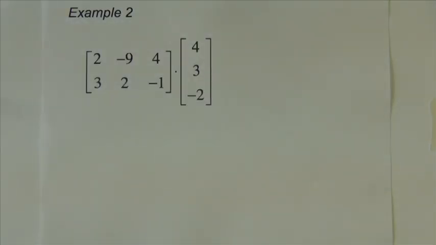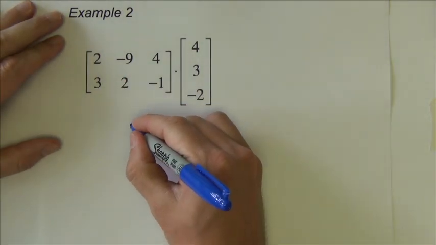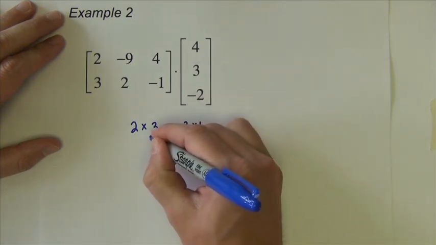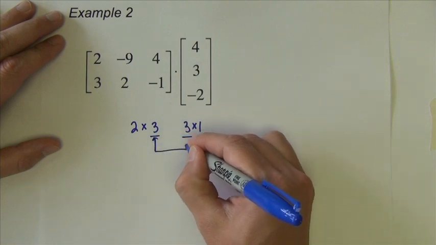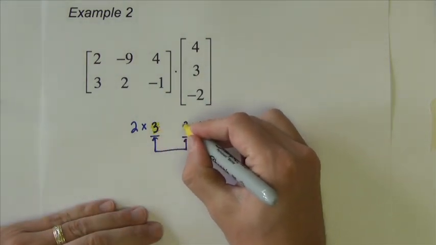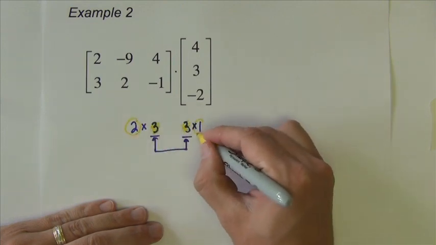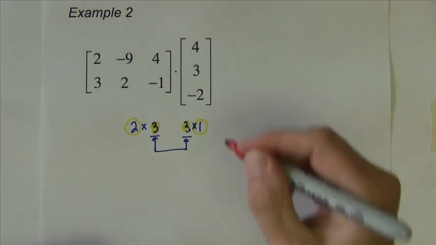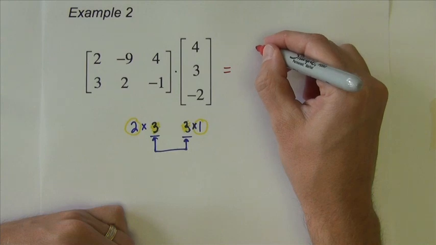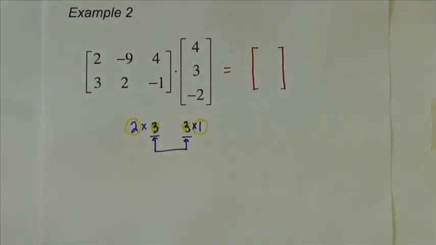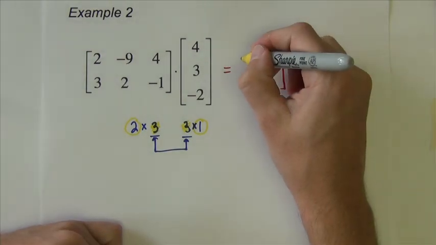Next example, I again begin by checking the size of the matrices. This matrix is a 2 by 3. This one is a 3 by 1. If these numbers are the same, then we can do the product. And these numbers are the same. So we cross those out. Our answer is going to be a 2 by 1 matrix. So our answer here is going to have 2 rows, 1 column. And again, if you want the extra annotations, then add those in there.